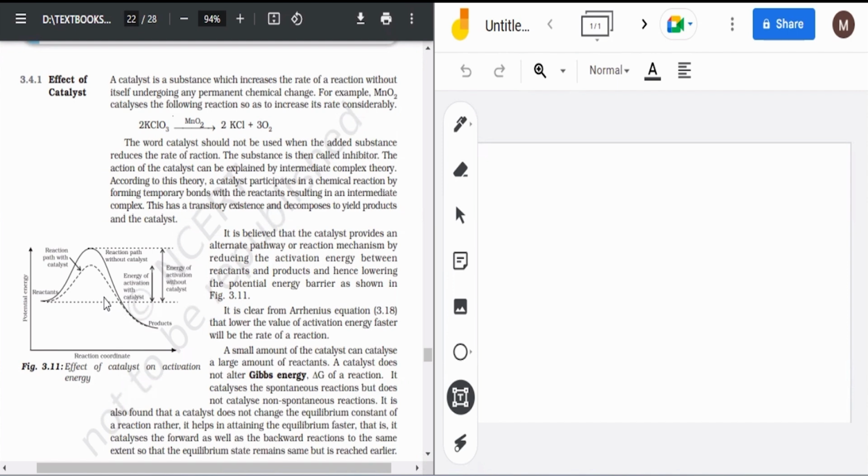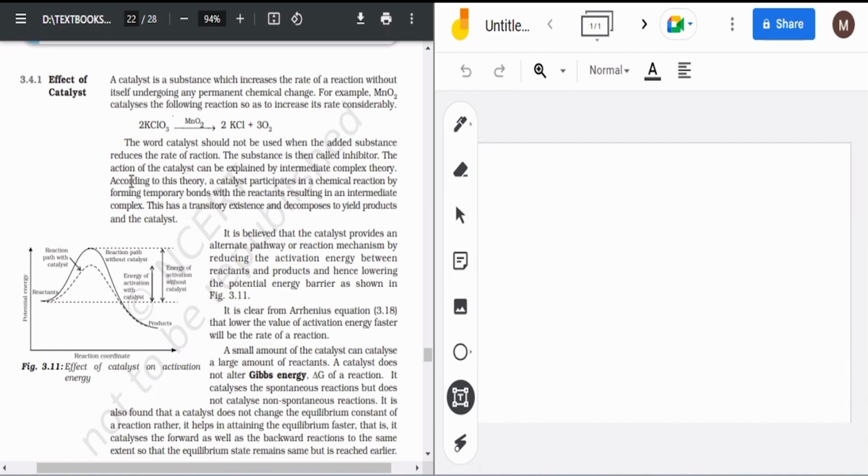So what does a catalyst basically do? Catalyst क्या करता है? Catalyst activation energy को reduce कर देता है, किसी दूसरे पाथ से रिएक्शन को प्रोसीड करता है, जिससे कि उसकी एक्टिवेशन एनर्जी कम हो जाती है. अगर एक्टिवेशन एनर्जी कम हो जाएगी तो रिएक्शन जल्दी प्रोसीड करेगी. सो कैटलिस्ट का बेसिकली यही इफेक्ट होता है.